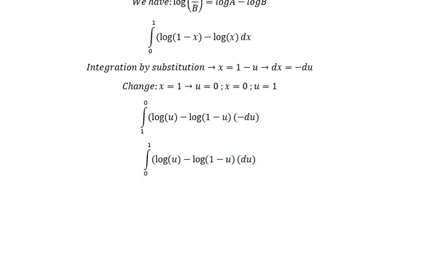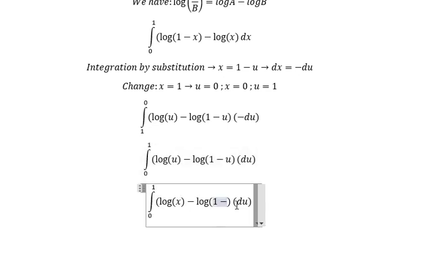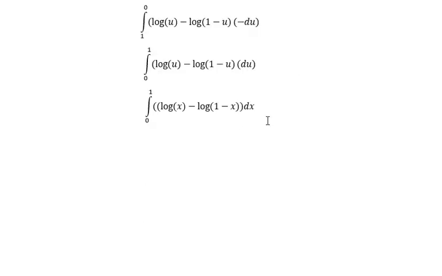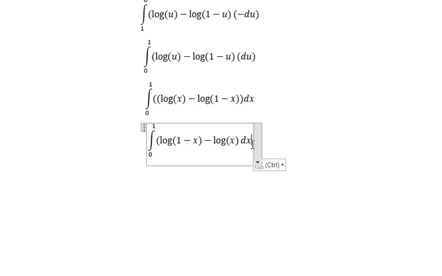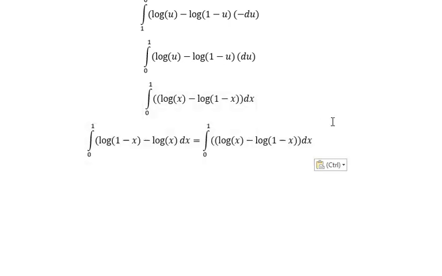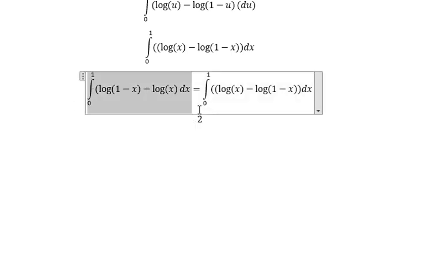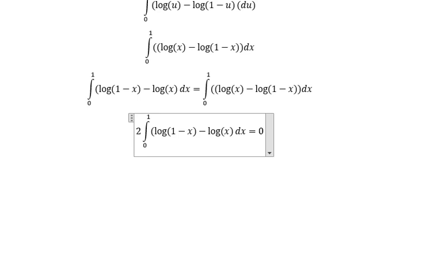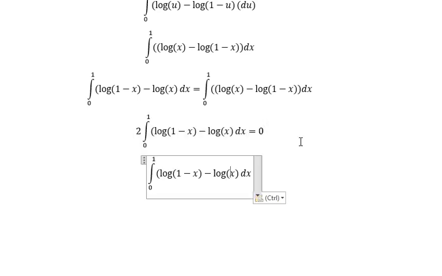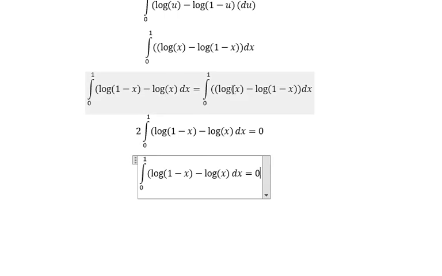Now we can change u back to x. So we have this one equals this one. Later, we move this one to the left, and you will get 2 times the integral of this one equal to number 0.